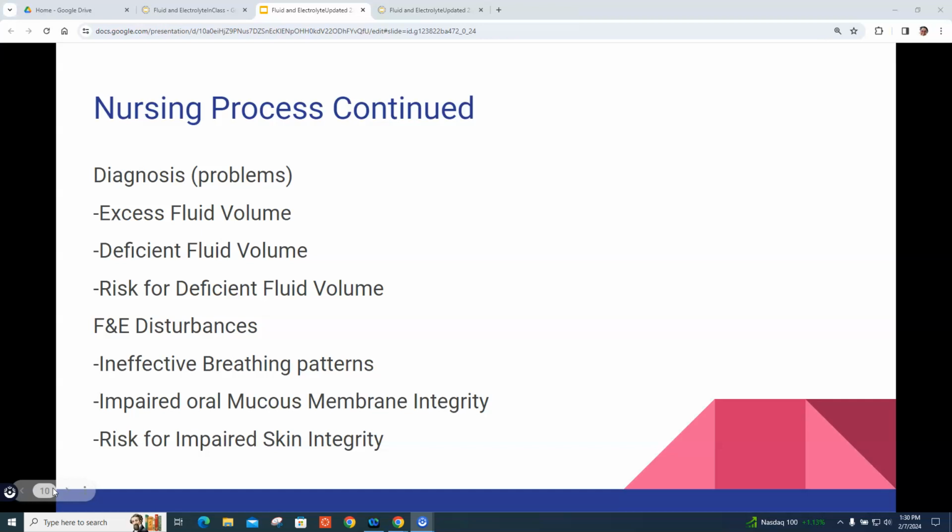are your nursing diagnoses or your priority problems that you can have for certain of the fluid and electrolyte imbalances. Excess fluid volume is itself an actual problem. Deficient fluid volume, again, is an actual problem. And risk for deficient fluid volume or excess fluid volume are also priority problems. These are risk for, so they have not yet, they are not showing enough signs or symptoms to completely be in a deficient fluid volume status.